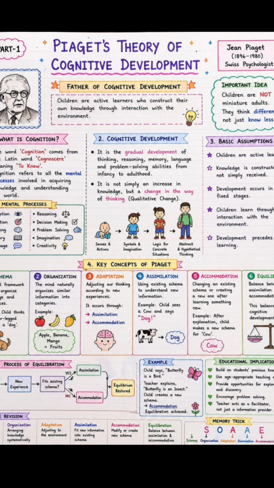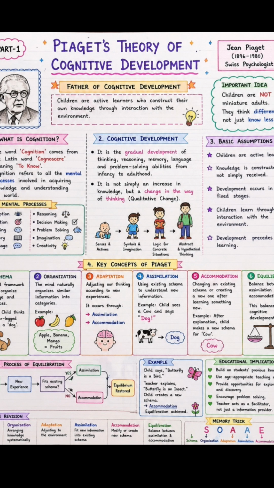Many students think cognition simply means intelligence, but this is not correct. Cognition is actually much broader than intelligence. It includes many mental processes such as perception, attention, memory, thinking, reasoning, language, problem solving, decision making, imagination, creativity. These are all cognitive processes.